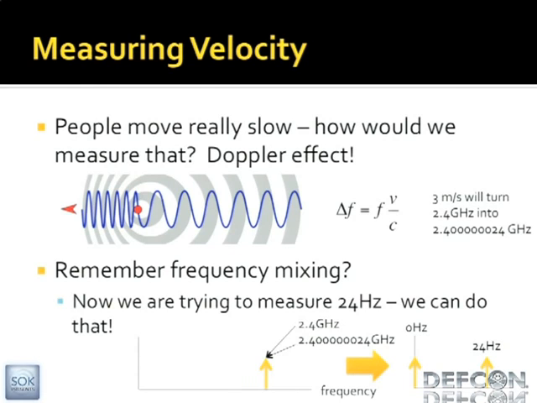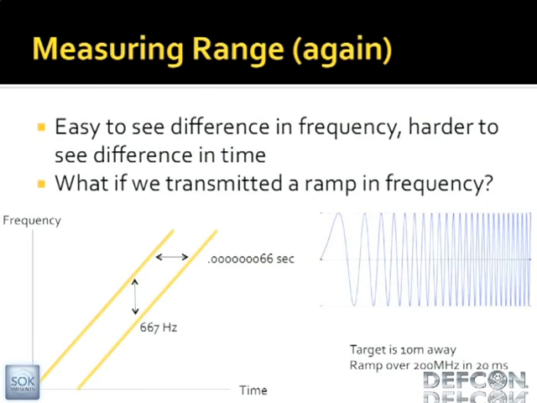So going back to measuring range, if we're trying to see a difference in frequency, it's pretty easy. We can do that, and the really cool thing is if you take that into the computer and Fourier transform it, you can very easily get a plot of frequency versus power. And it's harder to see a difference in time, just because we can't sample that fast, or it's expensive to sample that fast. So what if we took the frequency that we're transmitting, that we have plotted here, and we just ramp it? So what that means is it's going to be a tone that looks sort of like this.